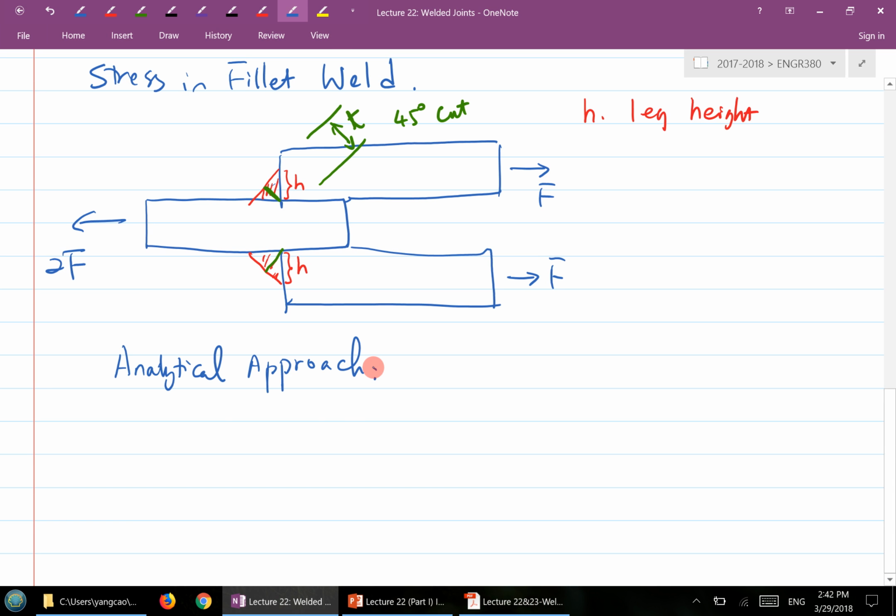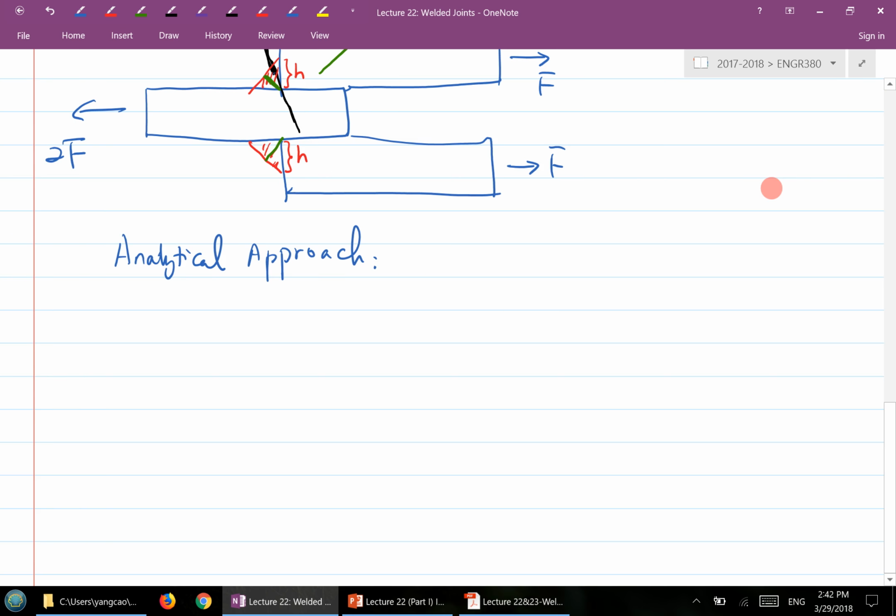The analytical approach means this is what we're going to do. We're going to cut a cross section anywhere inside this fillet weld. It's like I cut it with a theta angle. It's not necessarily 45. Just cut it with a theta angle through that fillet weld.